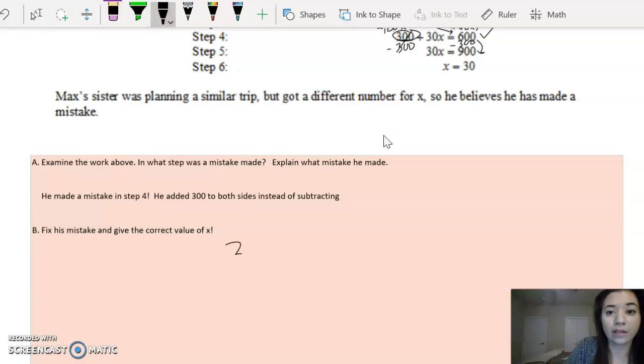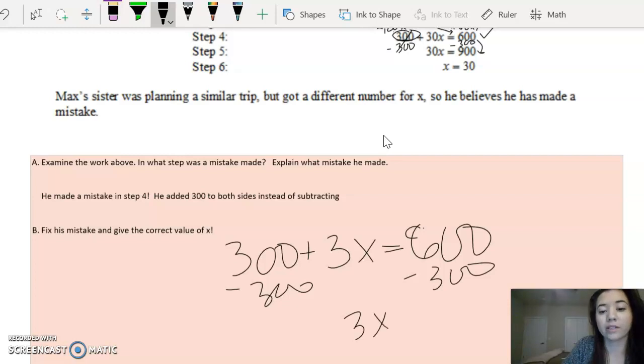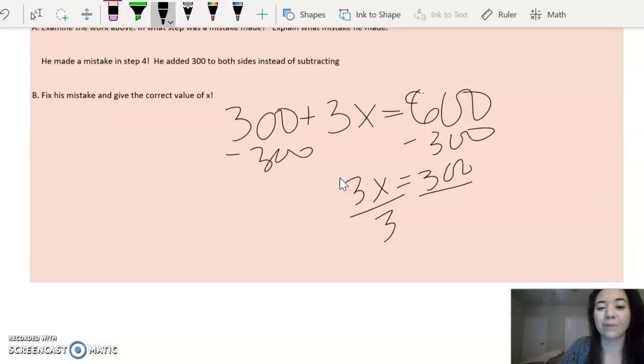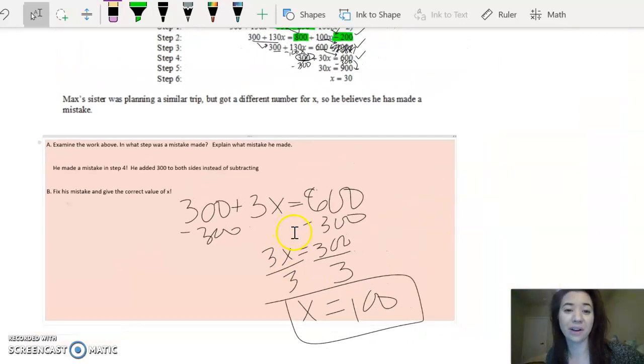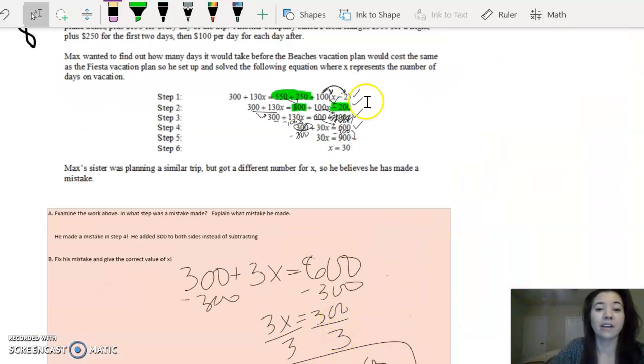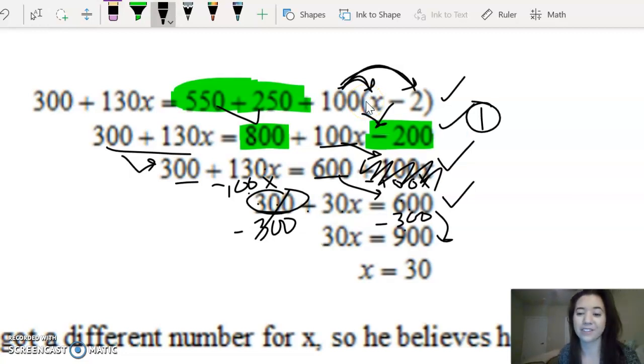So I'm going to go ahead and just start where he made the mistake. If he made the mistake higher up, then you would want to start higher up. Subtract 300, subtract 300, 3x equals 300. Divide both sides by 3, and x equals 100. I know I did that really quick, but there is the value for x. Again, if I found the mistake like up here, I would have started up there instead.